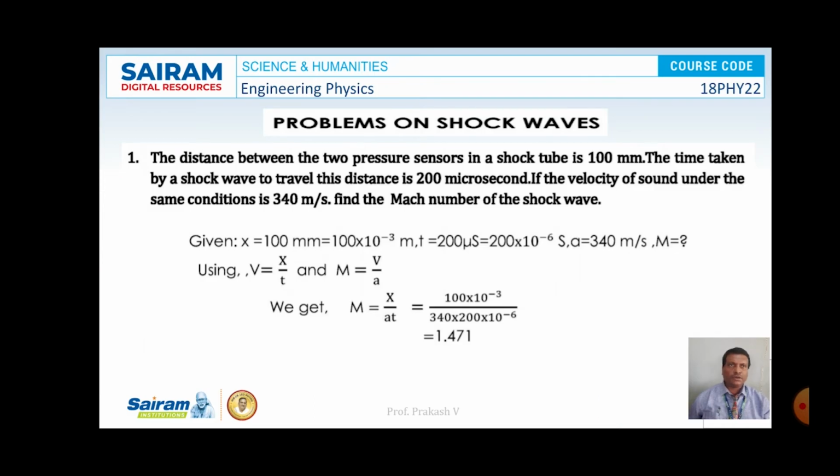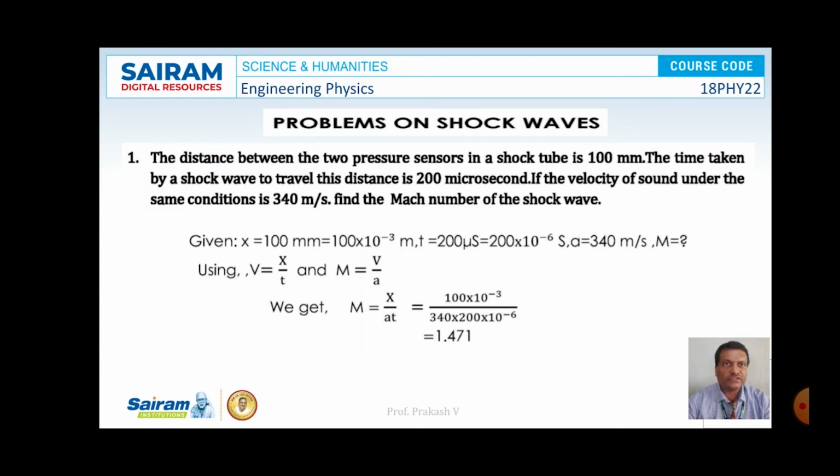The first problem on shock wave is: the distance between the two pressure sensors in a shock tube is 100 millimeter. The time taken by a shock wave to travel this distance is 200 microseconds. If the velocity of the sound under the same condition is 340 meter per second, find the Mach number of the shock waves.